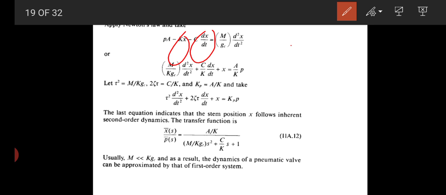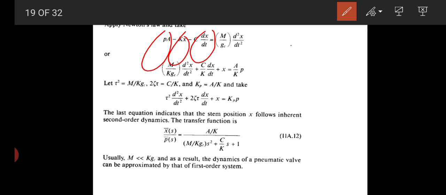And this is kx, the spring force, and this is pressure into area, the force applied upward, on the bottom of the diaphragm. So this force, kx, C dx by dt, and the third force encountered is due to the mass of the stem, the mass of the shaft, the mass of this plug.